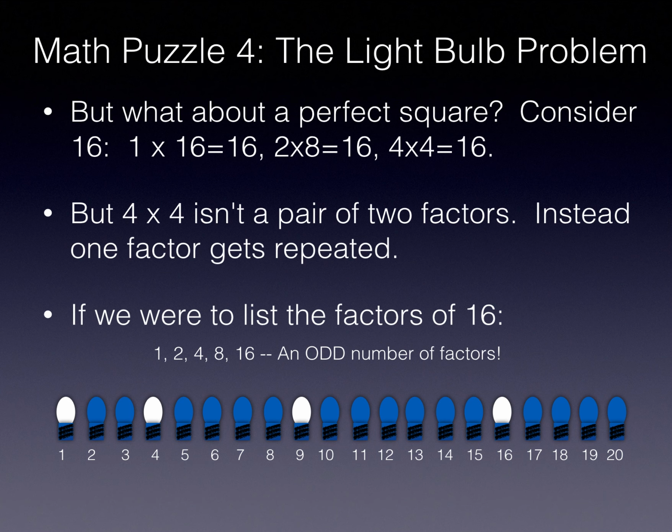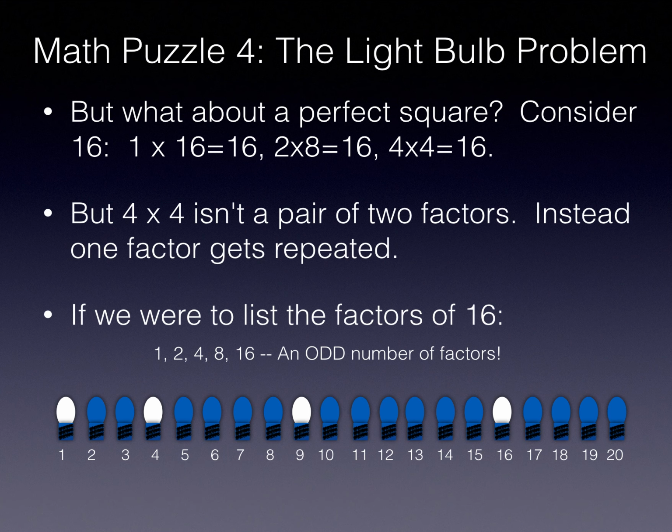But for a perfect square, consider the numbers that multiply together to form a perfect square. We'll use 16 as our example. 1 times 16, 2 times 8, or 4 times 4. But that last pair isn't really a pair after all. It's one factor that gets repeated twice. So if we were to list out the factors for 16, it's 1, 2, 4, 8, and 16. It's an odd number of factors instead of an even number. And that's true of every perfect square.